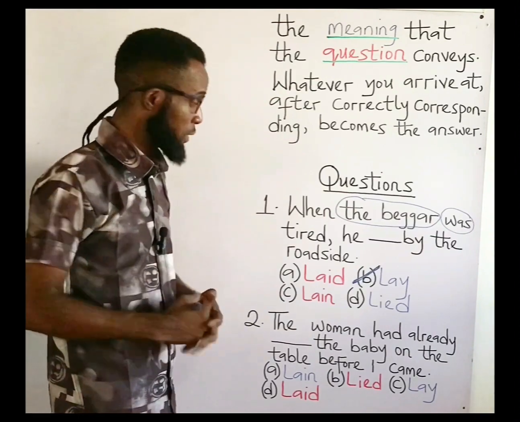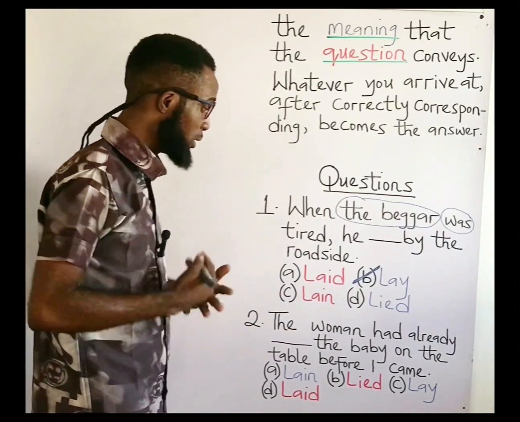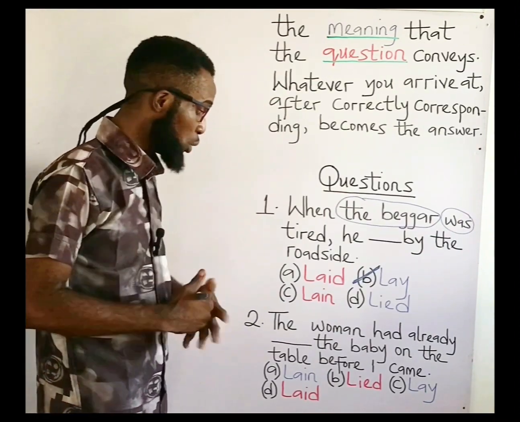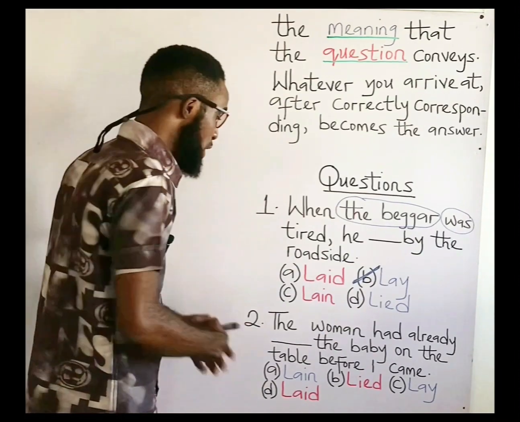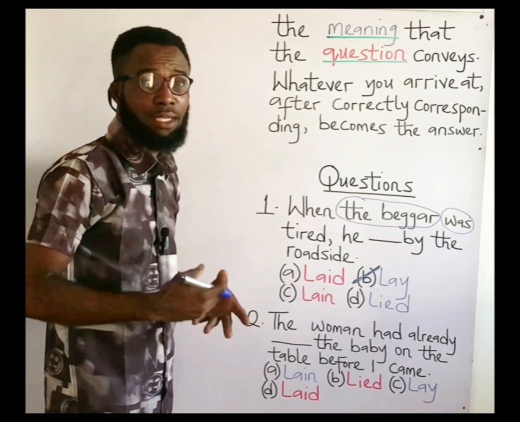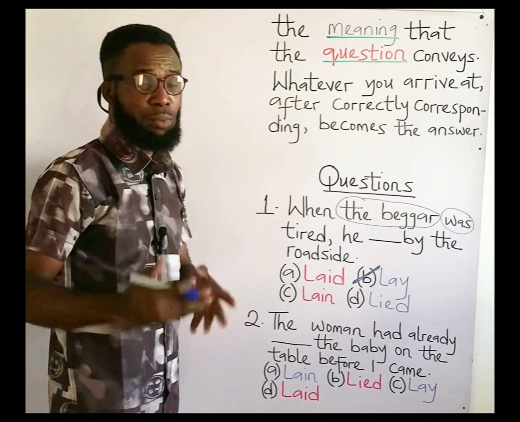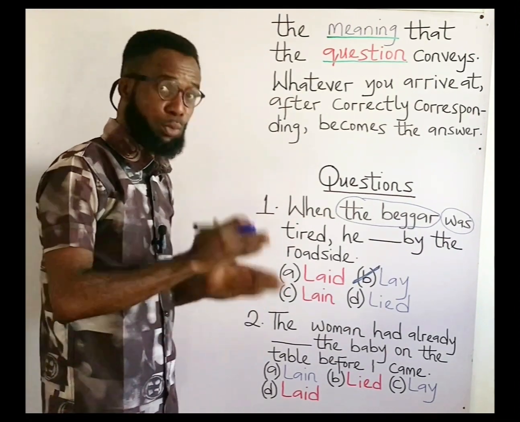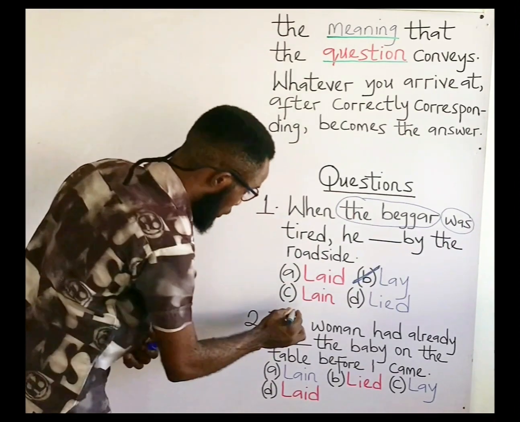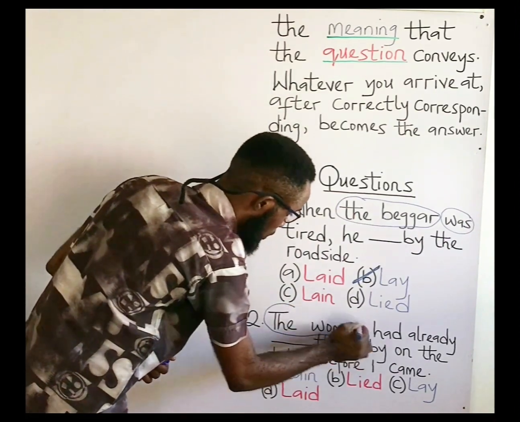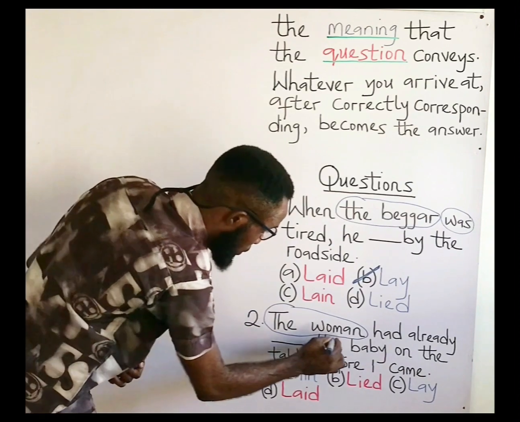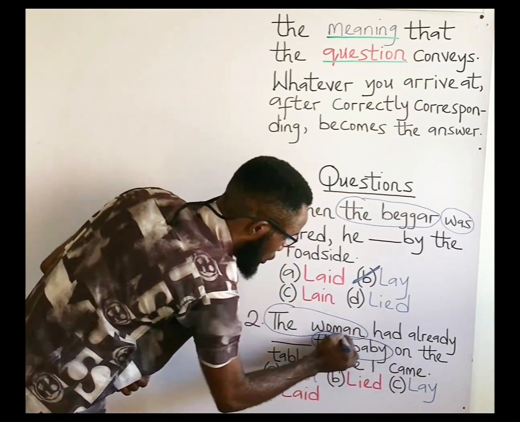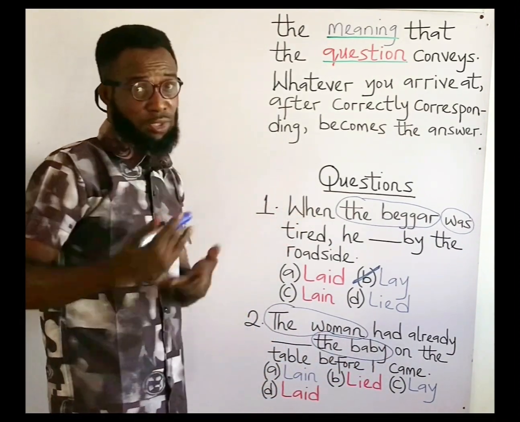Question 2, it reads, the woman had already dashed the baby on the table before I came. If you look at this question, you will find out that it has to do with placing somebody else in a flat or horizontal position. In this case, the woman is placing the baby in a flat or horizontal position on the table.